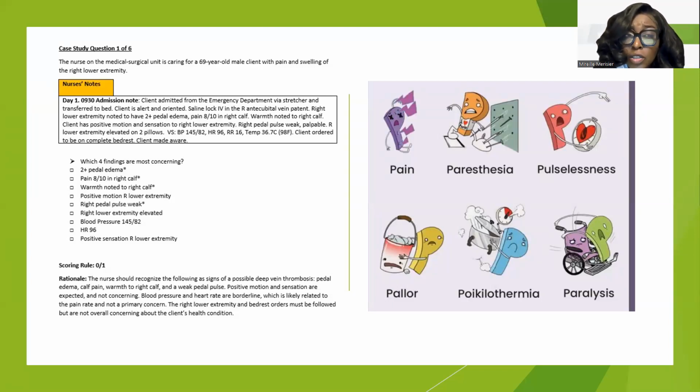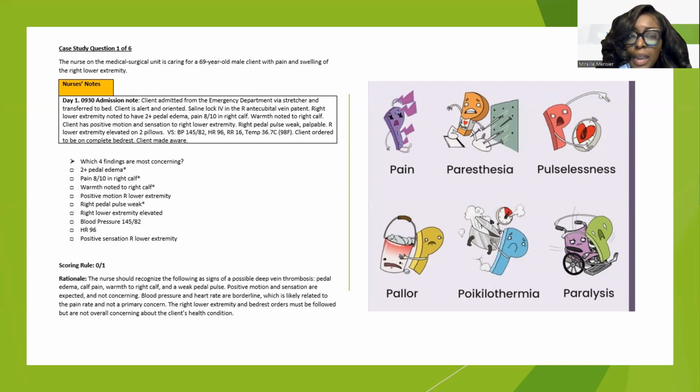Remember, whenever your pulses are getting weak, that's never a good sign, okay? So the positive motion and sensations are expected. I want those things. They're normal. Blood pressure and heart rate, again, are a little borderline, but the heart rate is not my concern, okay? And the blood pressure is probably high because the patient's in what? Pain. It's an 8 out of 10.